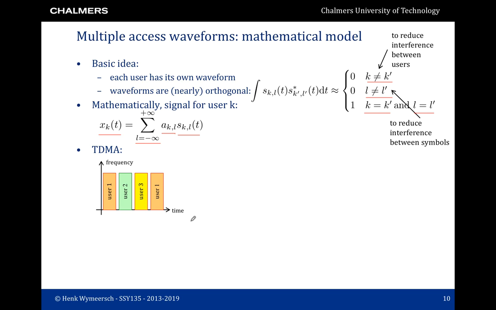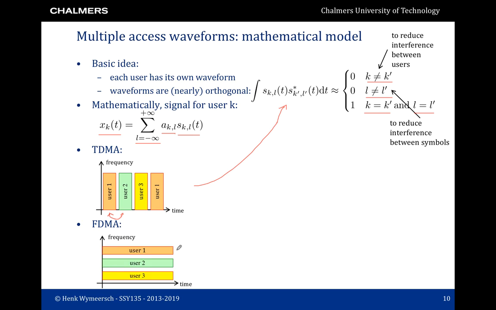For instance, in TDMA, users have separate time slots. It is immediately obvious that when we integrate the signal of user 1 multiplied with the signal of user 2, we obtain 0. So this condition is met for k different from k prime. In order to meet the condition for l different from l prime, the pulses for each user should be designed appropriately. Similarly, for FDMA, when we multiply the signal of one user with another user in the frequency domain, we see that the integral is 0. This also means that this condition is satisfied for two different users.